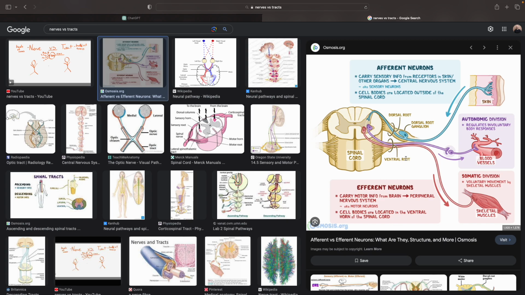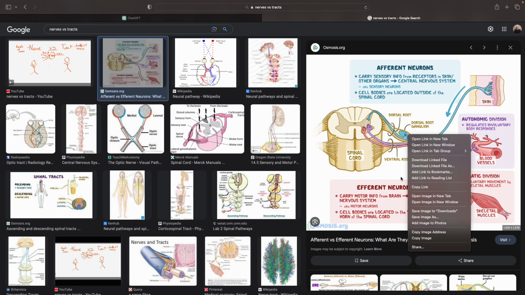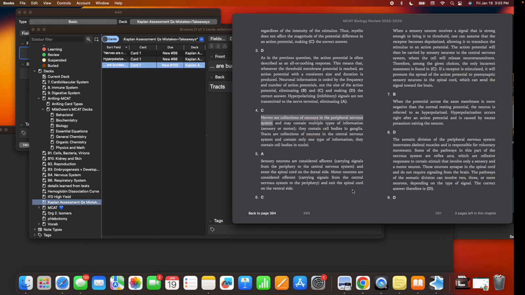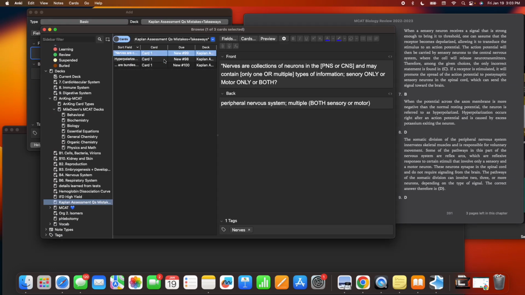So both the somatic division and autonomic division are in the ventral root, but the dorsal root has only the sensory information. This is actually a good image, so we're going to put it for our notes here.